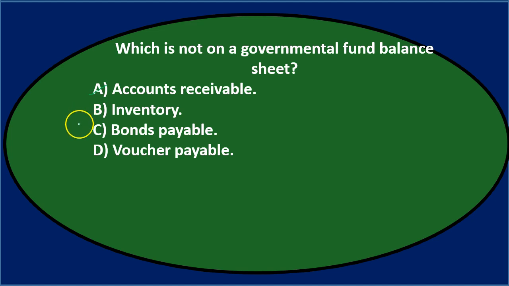So typically, and then we've got C, the bonds payable. Now, it could be a current bonds payable, but bonds payable is typically something that's going to be more of a long-term liability. And then vouchers payable, which should sound familiar as similar to accounts payable. Again, kind of a short-term current liability we would expect. So between B and C, which is not on the governmental fund balance sheet, you would think that of the two, the bond is probably more long-term liability as opposed to the inventory, which might be supplies or more short-term type of supplies, and therefore the bond is less likely to be there. Final answer C, bonds payable.